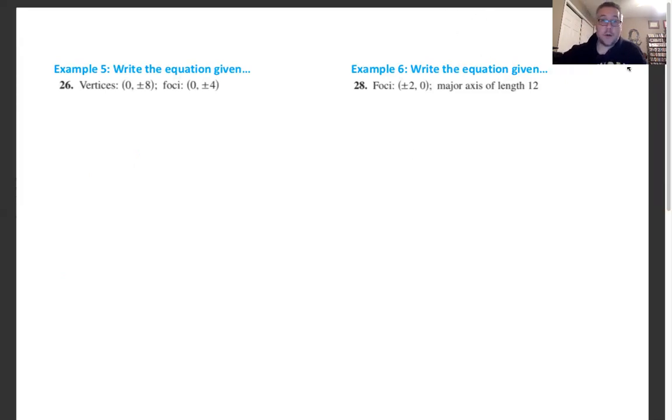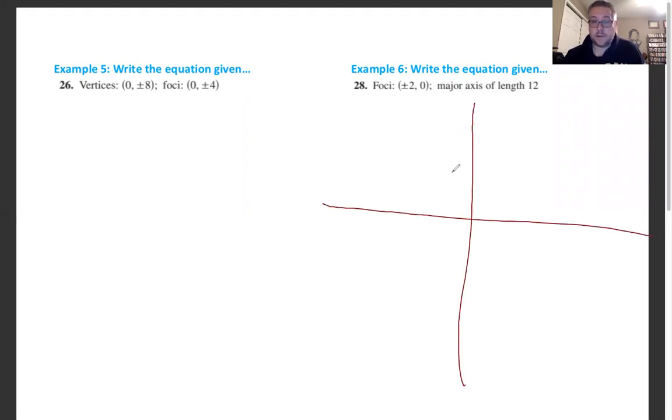That brings us to our last example, which is more of the same. Again, we need to write an equation based on what we're given, which doesn't look like much, but it goes a long way. Make a little makeshift graph, and let's put in what they tell us. Now they have the foci, which are at (plus or minus 2, 0). So that would be 2 to the right and 2 to the left.